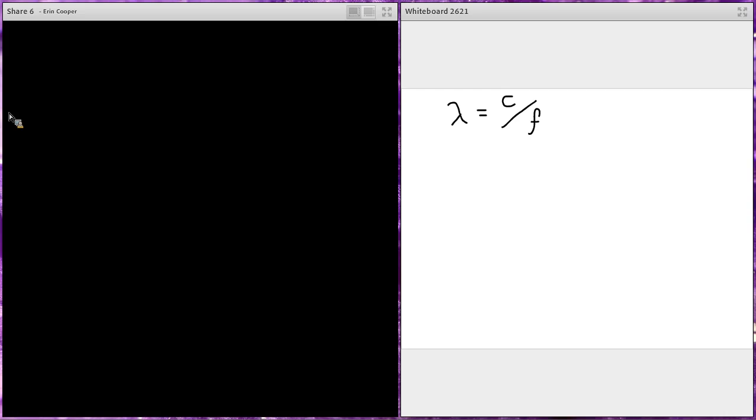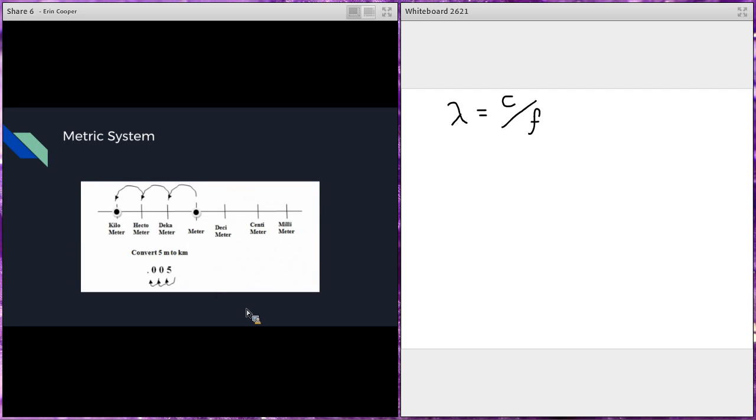So the metric system is based on a base 10 system, which just means that you have to move the decimal place. And then when you add that prefix on there, that means you have the same number, but now it's in a different value format. So for example, if I'm converting 5 meters to kilometers, meters does not have a prefix in front of it. It is the base unit.